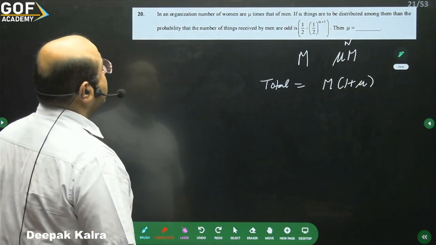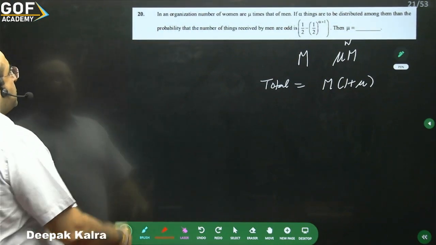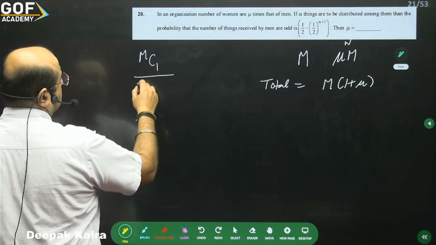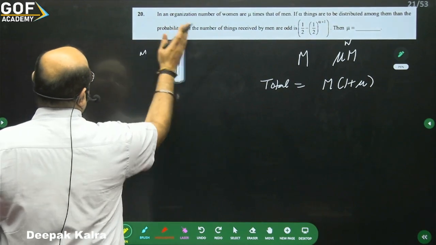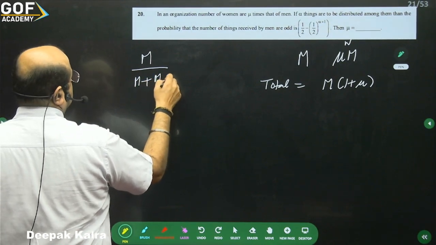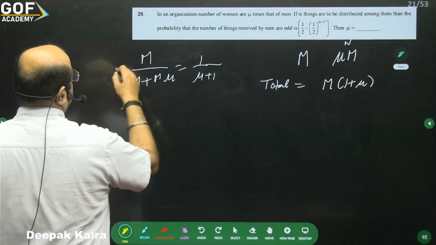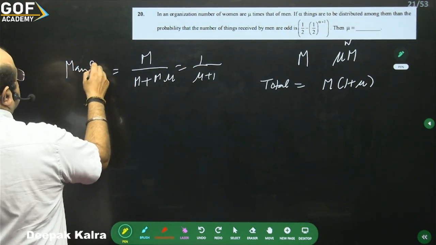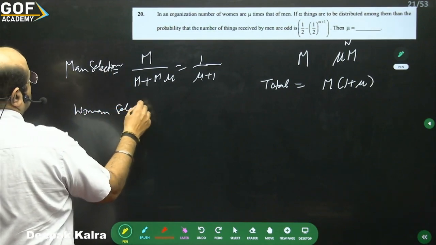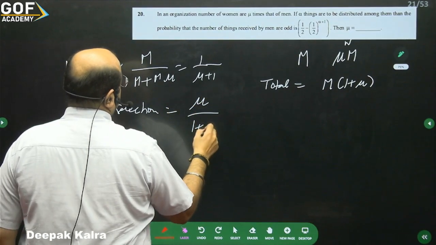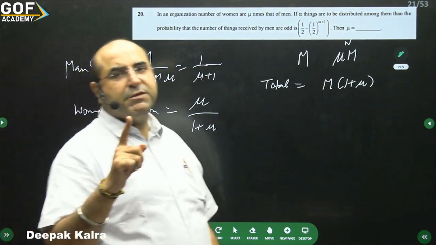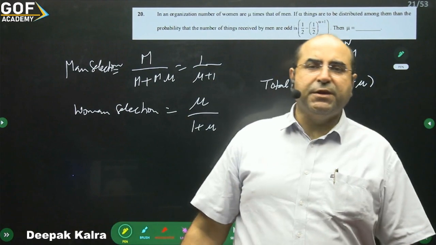Alpha things to be given to men. So any man selected out of the total, or you can write like M over M and mu M. That is man selection. Or woman selection would be mu over mu plus 1. You understood what I did? Selection of a man first, and to that man we have to give an odd number of things.